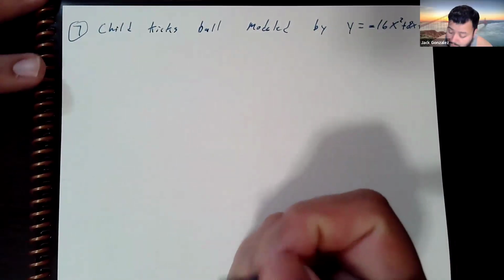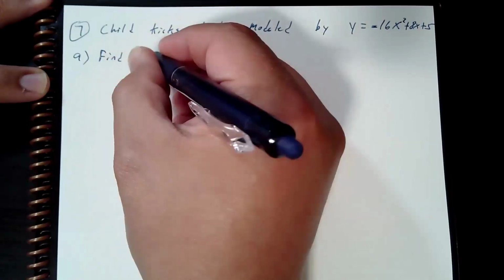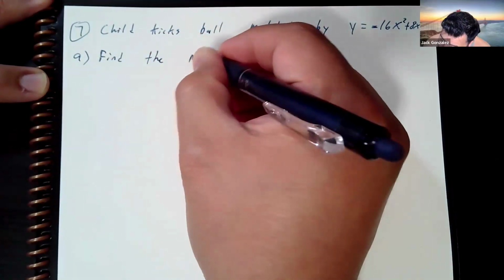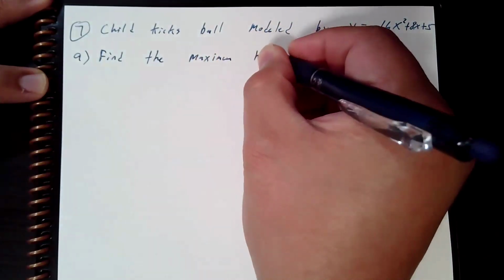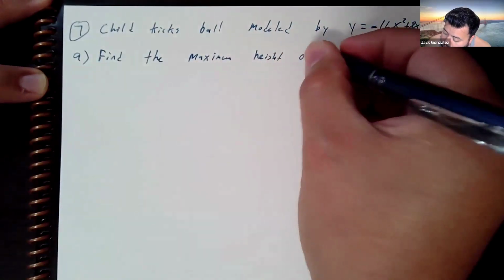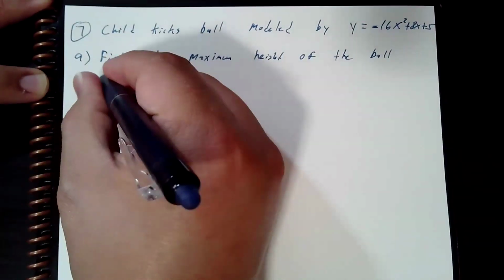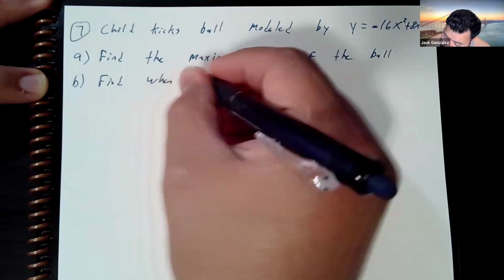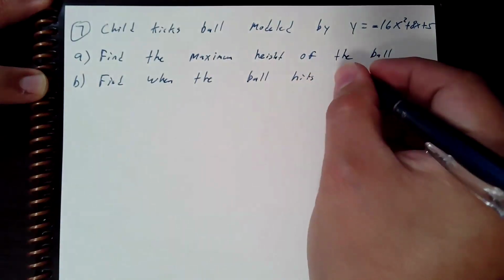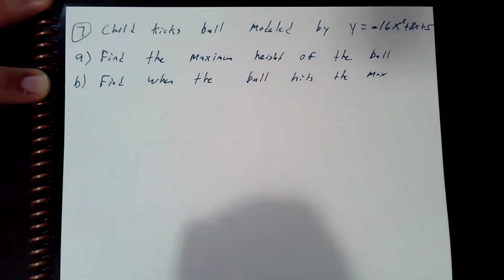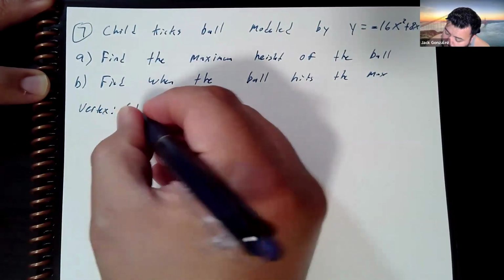All right. Find the maximum height of the ball. Find when the ball hits the max. The vertex, (h, k).